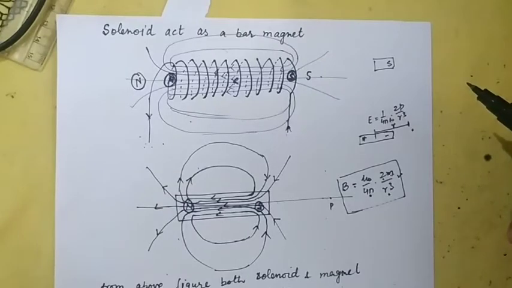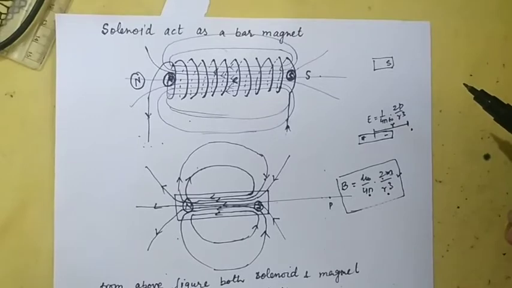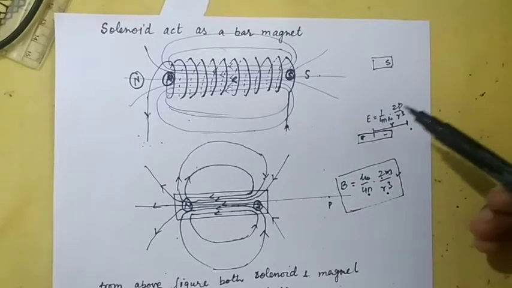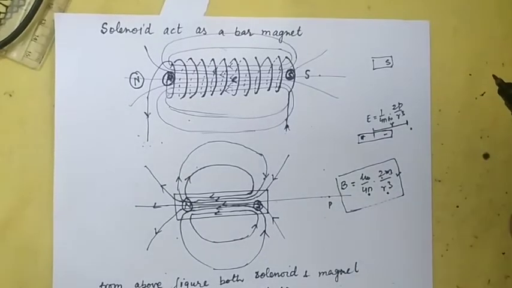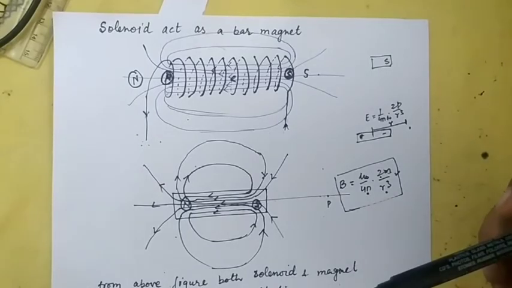In this video we will discuss how a solenoid acts as a bar magnet. That is how we can replace the bar magnet by a solenoid. Now first of all, let us see their magnetic field lines. If you see the magnetic field lines, they are similar to one another.